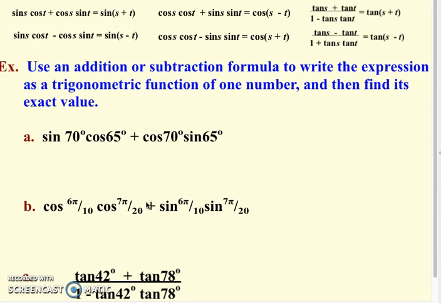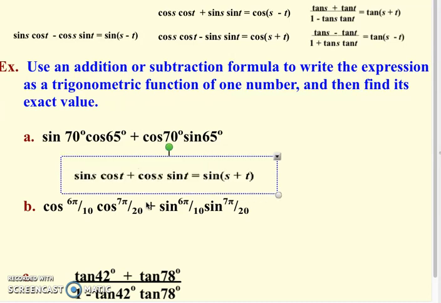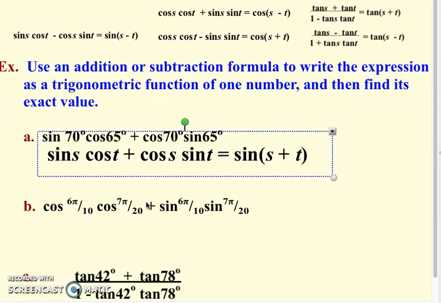So if you look at the first problem as you're looking through the list, what I see is sine, cosine, plus cosine, sine. It shouldn't take you very long to figure out you're looking at a sine sum. So that's the idea. Recognize the formula, the expanded version of the formula. Now we're going to condense.